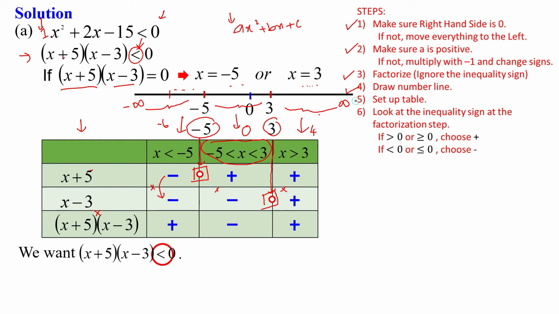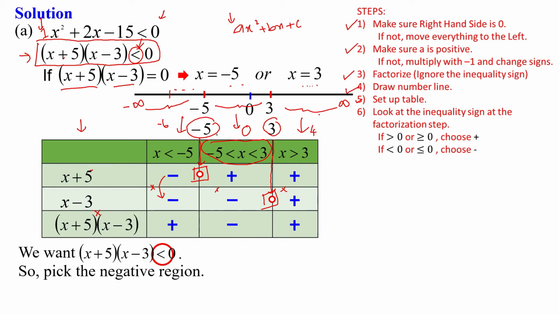Step 6. Look at the inequality sign at the factorization step. This is our factorization step. Do not look at the first step, even though they have the same inequality sign. Well, that's because if you have multiplied everything with -1 or divided everything with -1, the sign changes, and then it will not be the same as the original question. We'll look at that example after this.